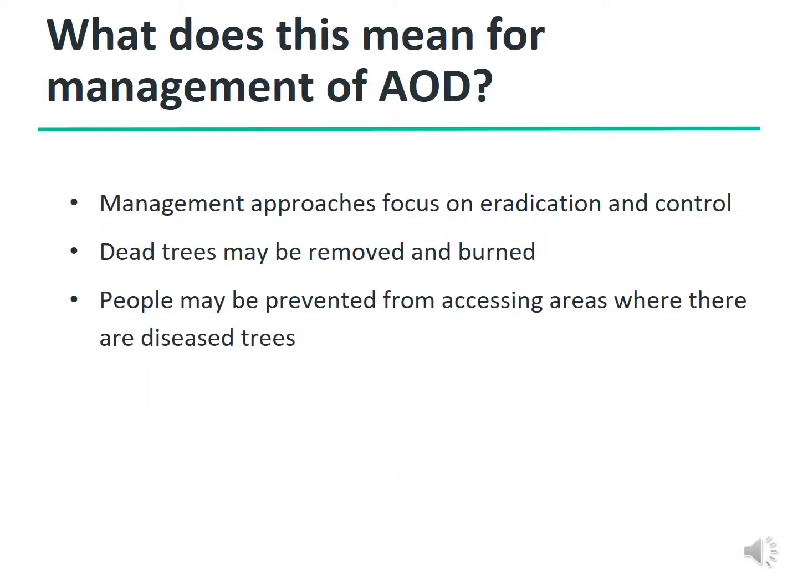What does this mean for the management of AOD? Management approaches to plant health tend to focus on eradication and control, to cutting out those elements which are seen as being problematic entirely from the system. But in the case of acute oak decline, there aren't those measures, and so in the absence of anything that might achieve that, monitoring is suggested, or perhaps removal of trees if there are only a few in an area where there are a lot of oaks. Dead trees may be removed or burned to prevent spread, and people may be prevented from accessing areas where there are diseased trees, again to prevent spread to other trees.